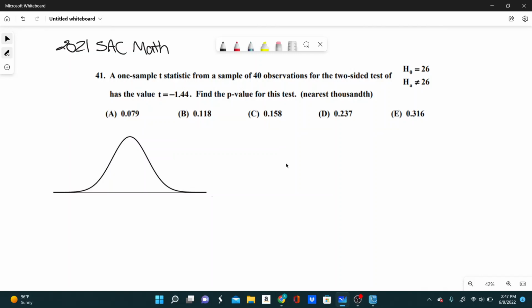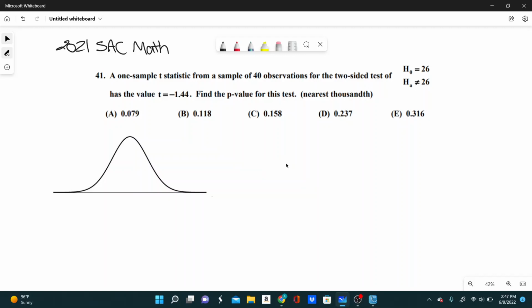Number 41. A one sample t-statistic from a sample of 40 observations for the two-sided test of H0 equals 26 and Ha does not equal 26 has the value t equals negative 1.44. Find the p-value for this test.